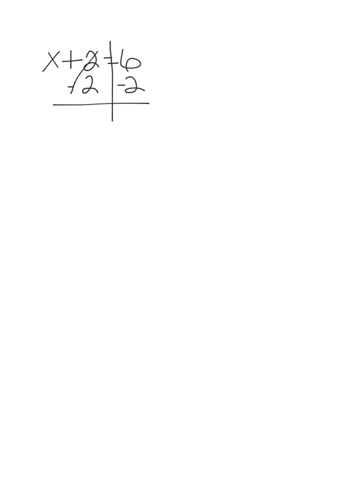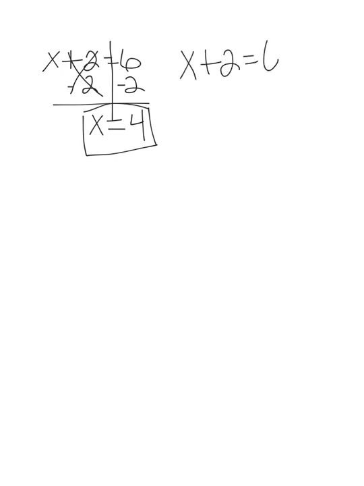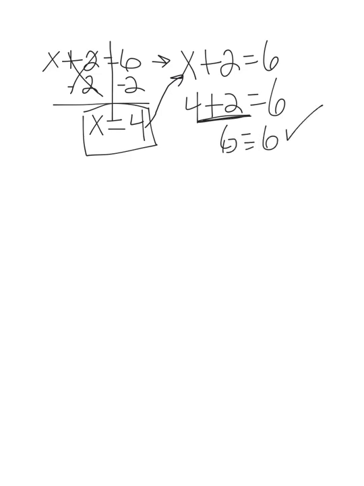Positive 2 and negative 2, that is 0. So you have that x equals 4. Now, at this point, remember we checked our work. So we need to rewrite the equation that we were given at the very beginning. Then we need to substitute 4 in for x. So 4 plus 2. And then we have to solve this. What is 4 plus 2? It is 6. So 6 equals 6. And there's a check mark saying that we checked it.